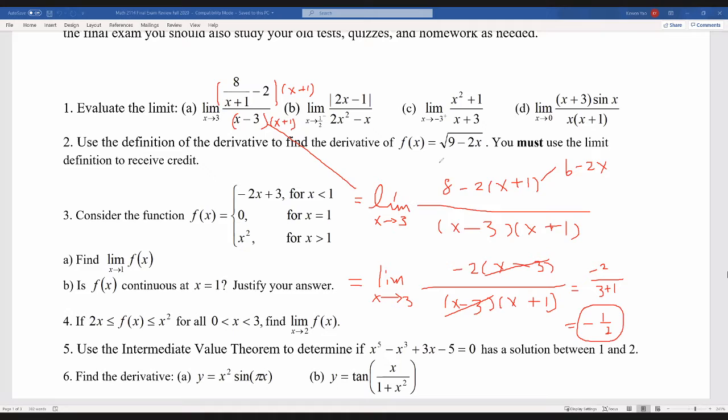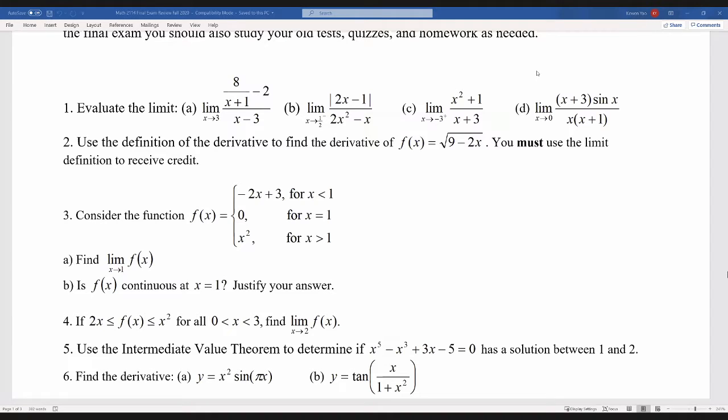Let me erase these. The answer is negative 1/2. I want to verify the answer. I hope we have the same answer.